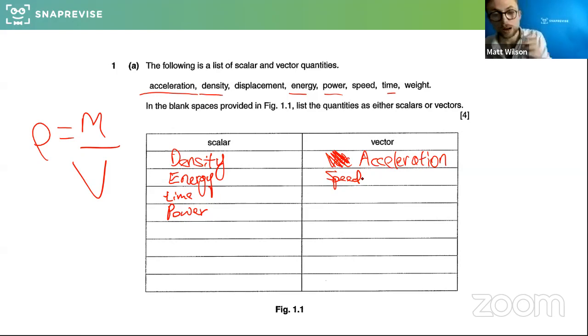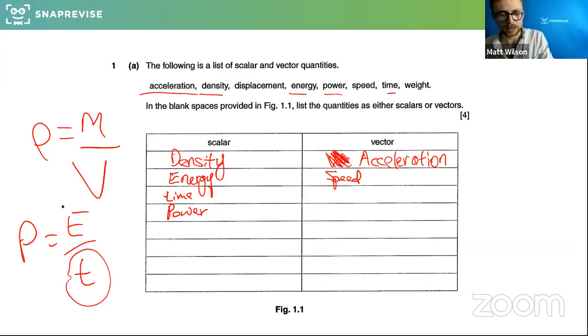So power, why is power a scalar? Power is equal to energy over time. Now, time is a scalar and energy is a scalar, i.e. they're both just numbers. And when I divide two numbers together, I just get a new number, a new scalar, and that's power. Yeah, absolutely right. So velocity would be over here. I'll put it in brackets. If they'd asked, we'd have said velocity. Okay, good. We've done speed.